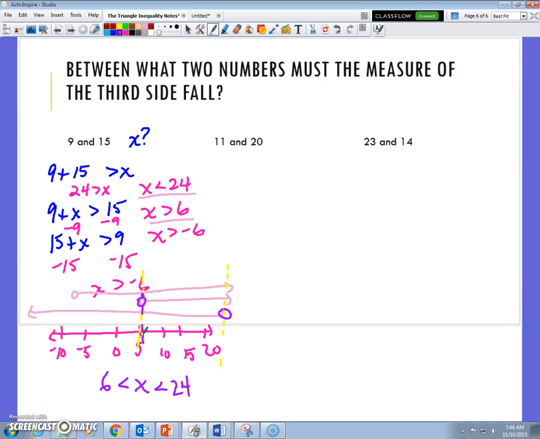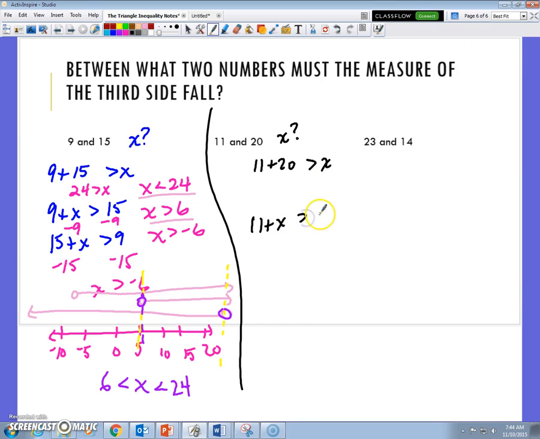All right. Let's just do one more here. I think you get the idea. We don't know what the missing side is here, or where it could be, so we're going to use the triangle inequality theorem, and we're going to say 11 plus 20 is bigger than x, or we could say 11 plus x is bigger than 20, or we could say that 20 plus x is bigger than 11. These are my three restrictions.